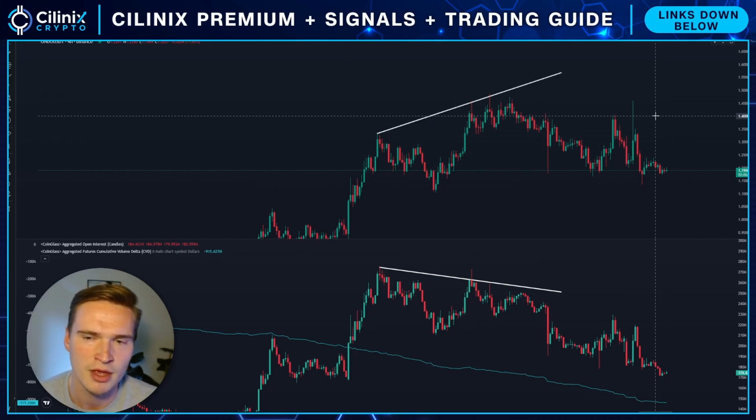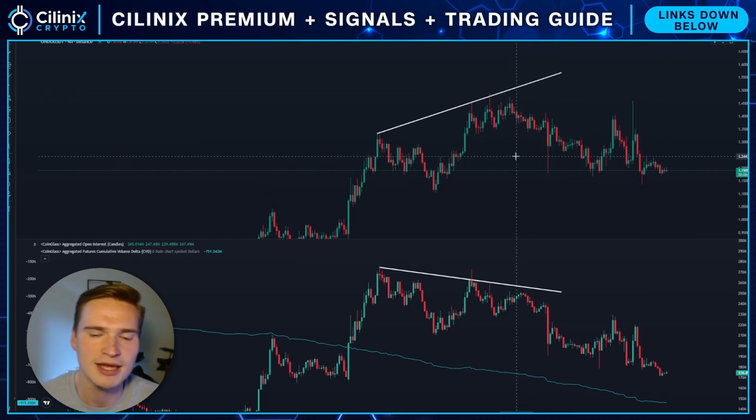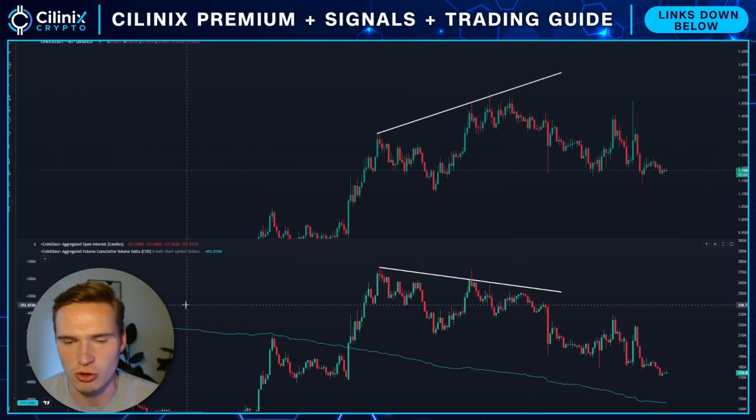Because yesterday, the main divergence that we checked out is the relative strength index and the price. So if there's a divergence, that basically means that the price is still going up when the relative strength drops down. And the same kind of applies with the price and open interest.